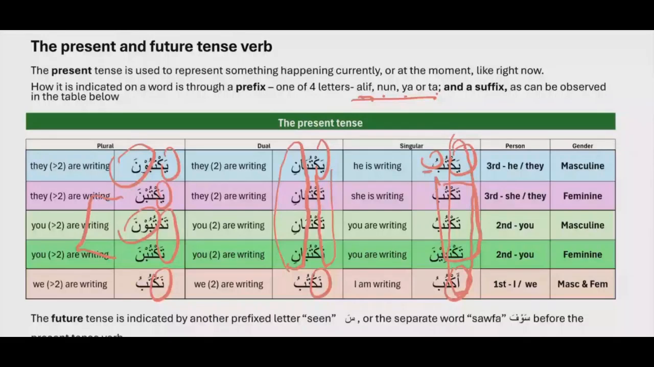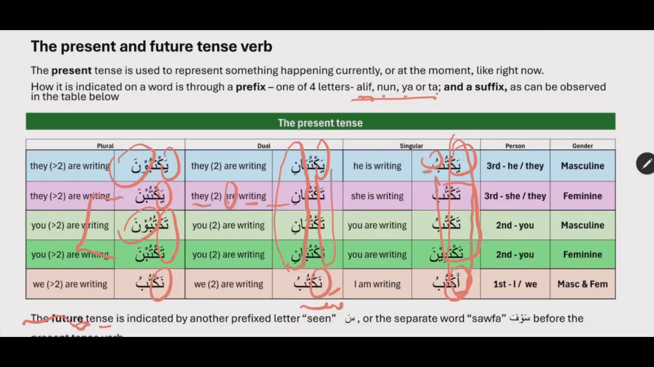All right. The future tense is very easy. All you're doing there is adding a sa in front of any of these words. So if you have sa here, then sanaktub, you know it means we will write. Right? So that just changes the tense to future tense. So here it will be they will write. Okay. Sataktubani in this example here.